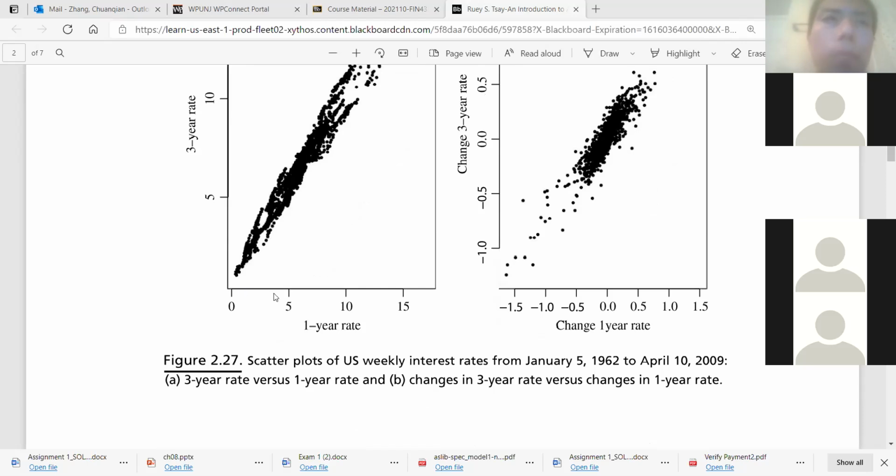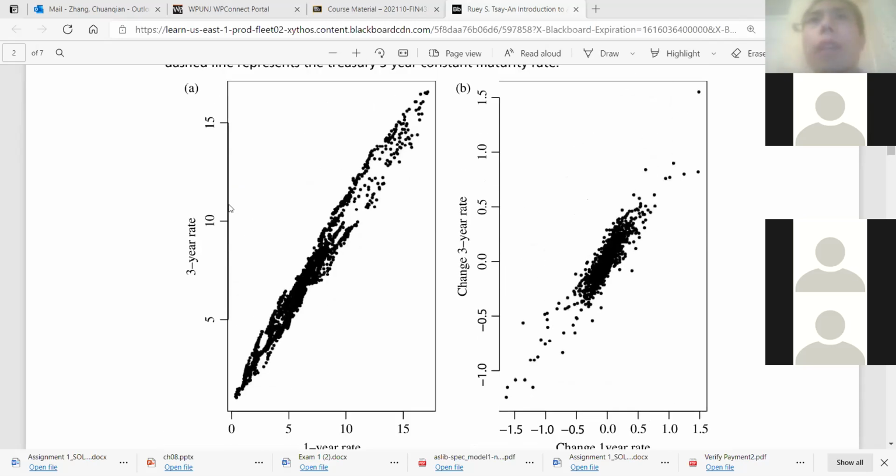I simply plot, for each same day, for example on January 15th, 1965, the 1-year rate and the 3-year rate on the X and Y axis. And what you can find is that it looks very correlated, right? Very correlated.